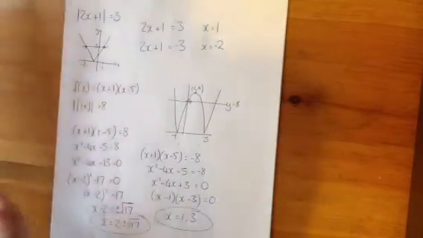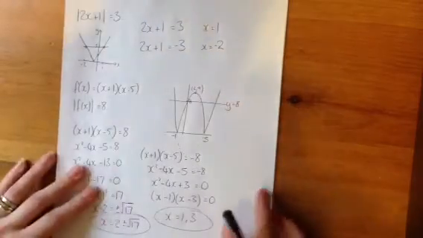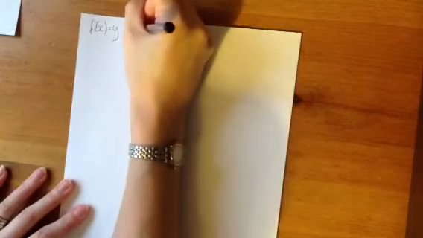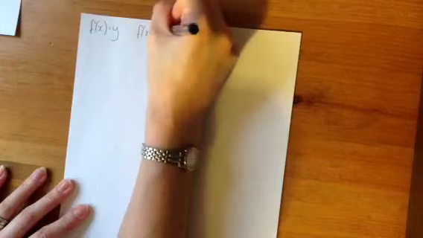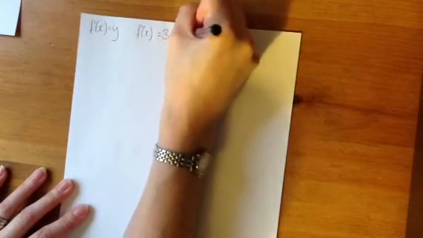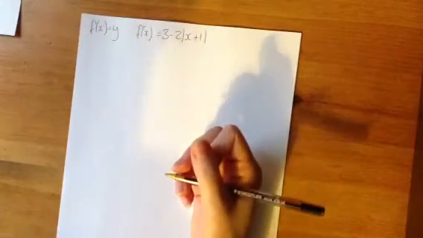Let's have a look at what happens when we've got a slightly more complicated function. Right. So we're going to sketch the graph of y equals f of x, and f is the function defined by f of x is equal to 3 minus 2 lots of the absolute value of x plus 1. And we're going to state its range as well.